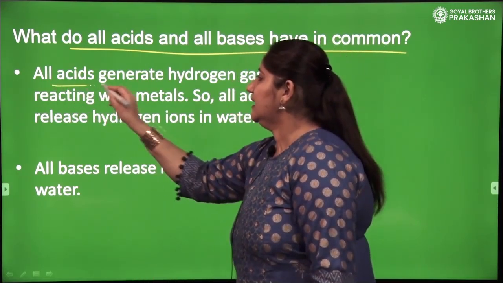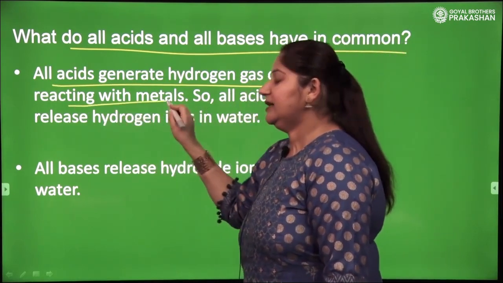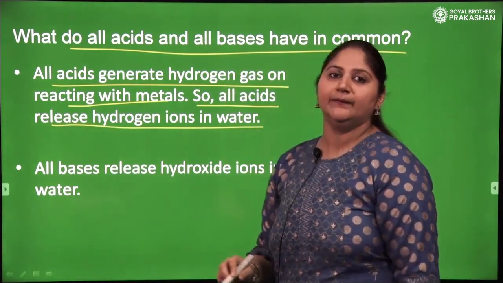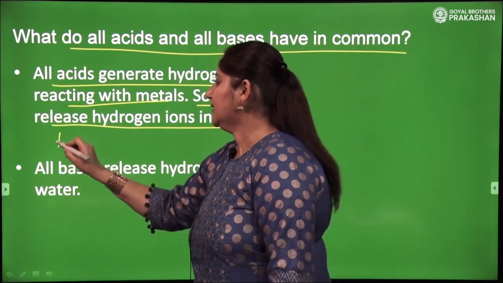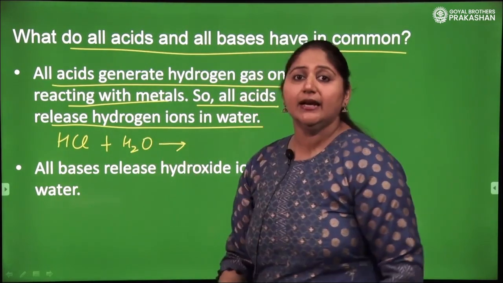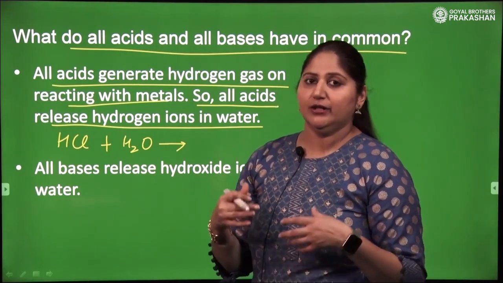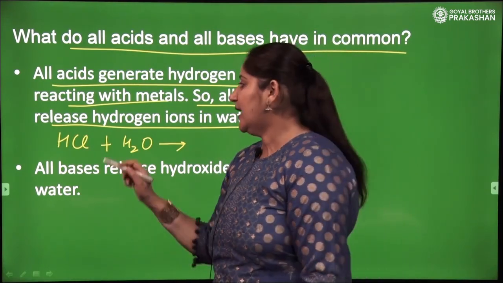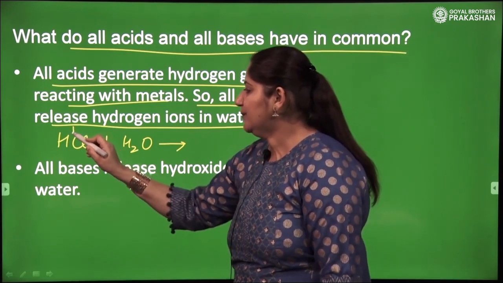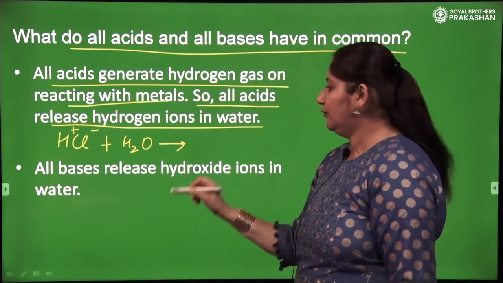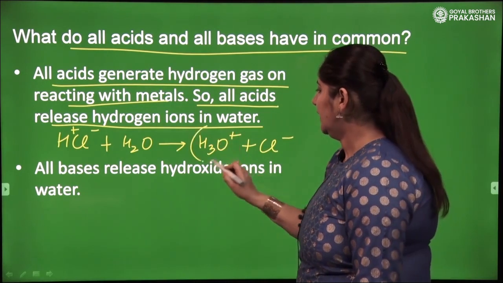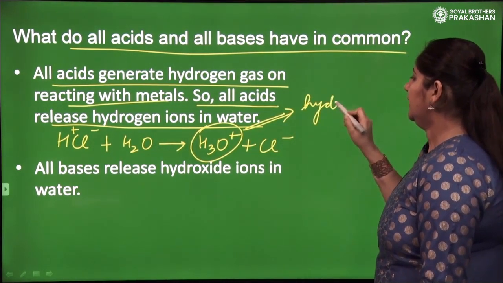All acids generate hydrogen gas on reacting with metals, that you have already understood. So all acids release hydrogen ions in water. How? Let's take an example. Suppose I have HCl as an acid, and if you put it in water, what will happen? HCl will ionize in water, and what is the meaning of ionize? It converts into ions. So HCl will ionize into its ions and form H+ and Cl-. This H+ will actually combine with H2O to form H3O+, and Cl- is remaining.